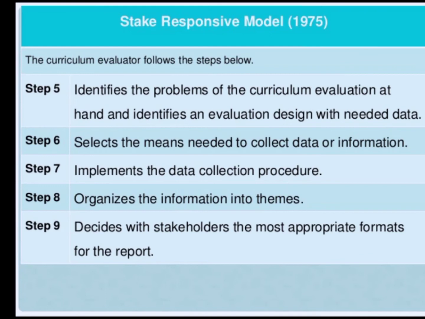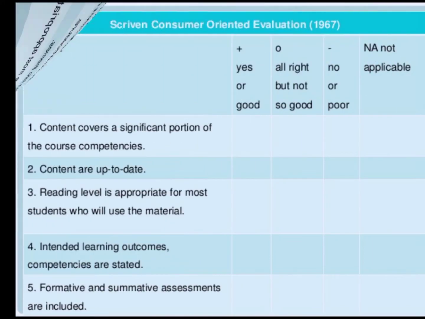So, step 5 in Stake's responsive model is identify the problems of the curriculum evaluation and identify what data is needed. Sixth step is select the means needed to collect data or information. Seventh step, implement the data collection procedure. 8. Organize the information into themes. 9. Decide with the stakeholders the most appropriate formats for the report.